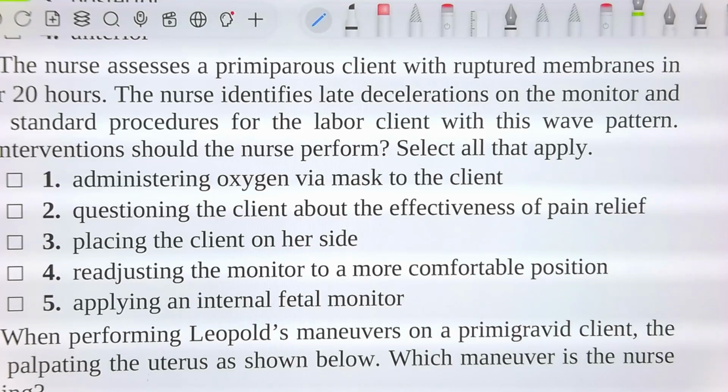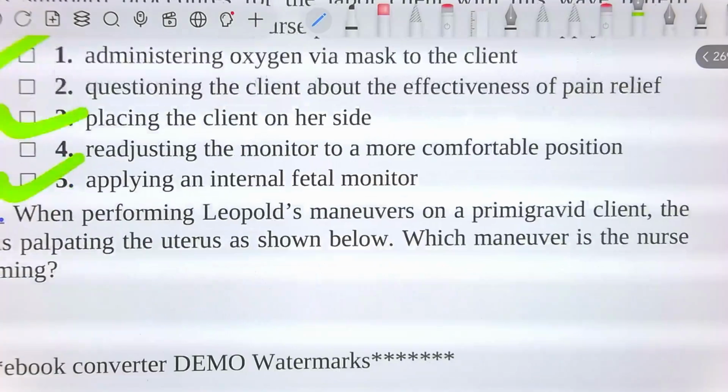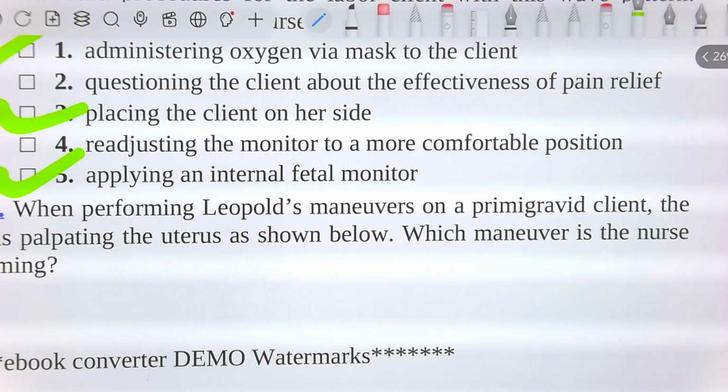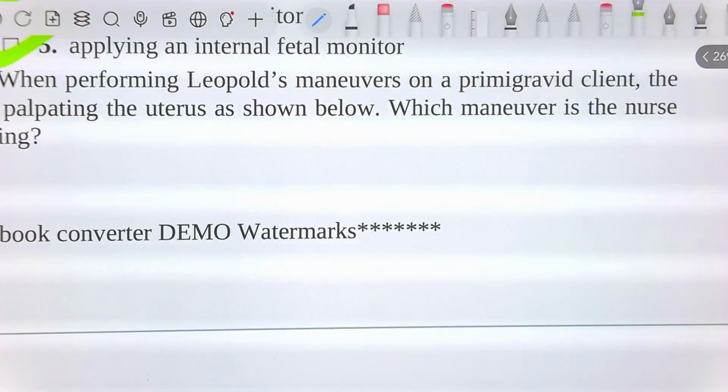So late deceleration means oxygen reduction. Administer oxygen via mask to the client, placing the client on her side, and fifth one, applying the internal fetal monitor, जिससे हम fetal heart rate को assess कर सकें. Now 32 question.